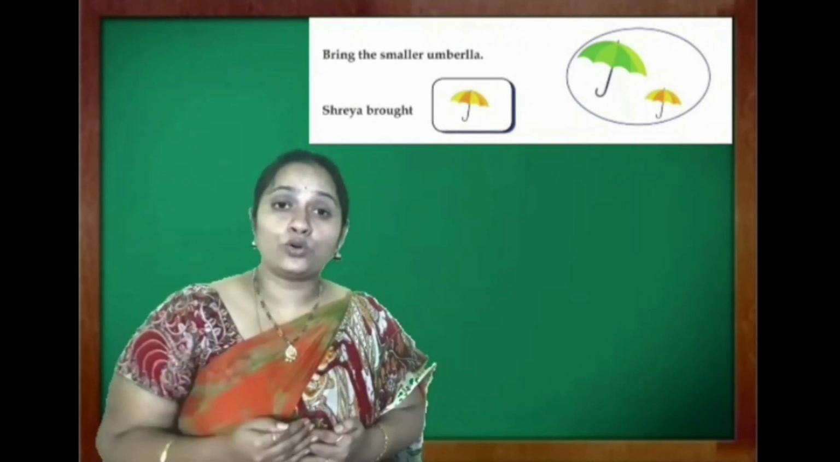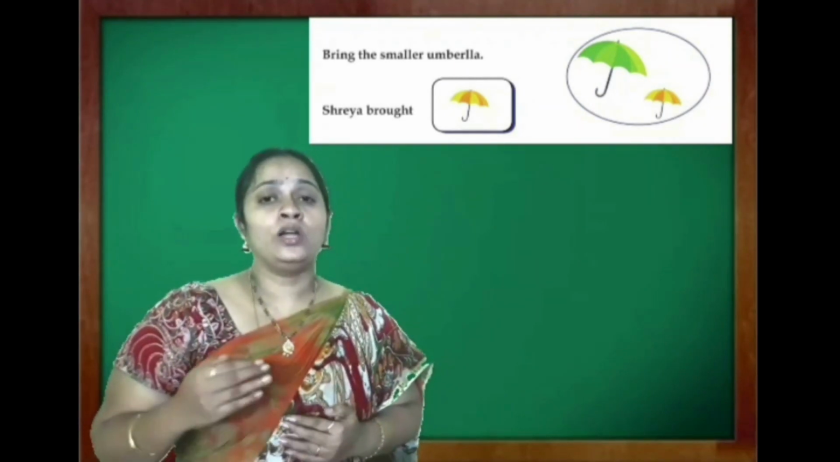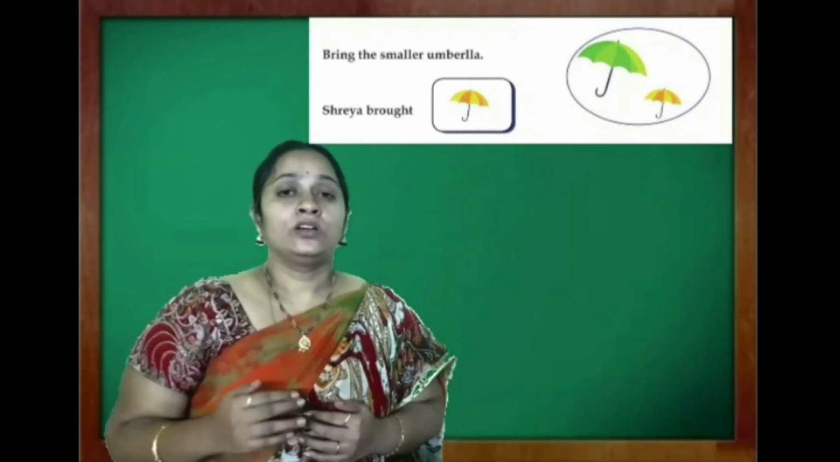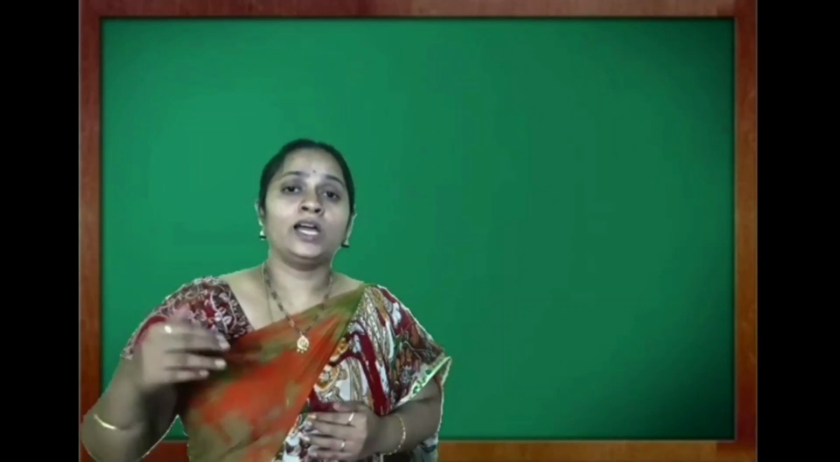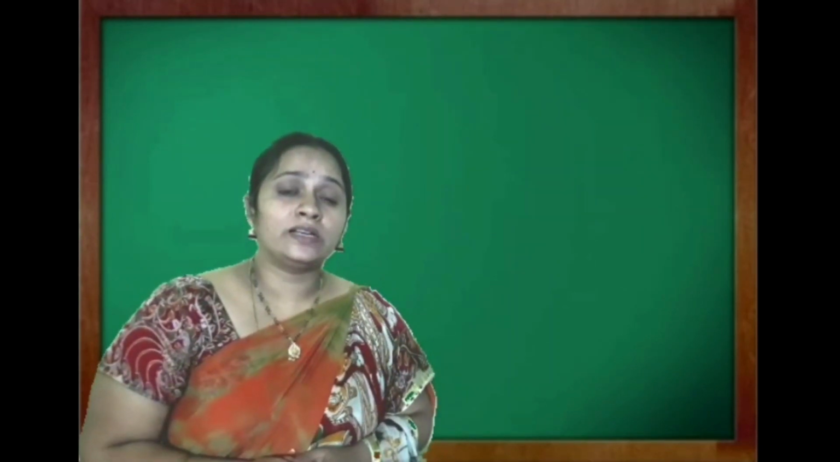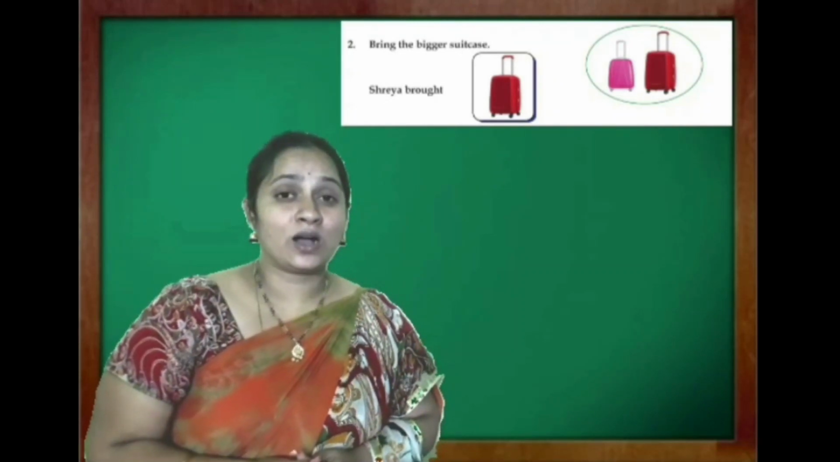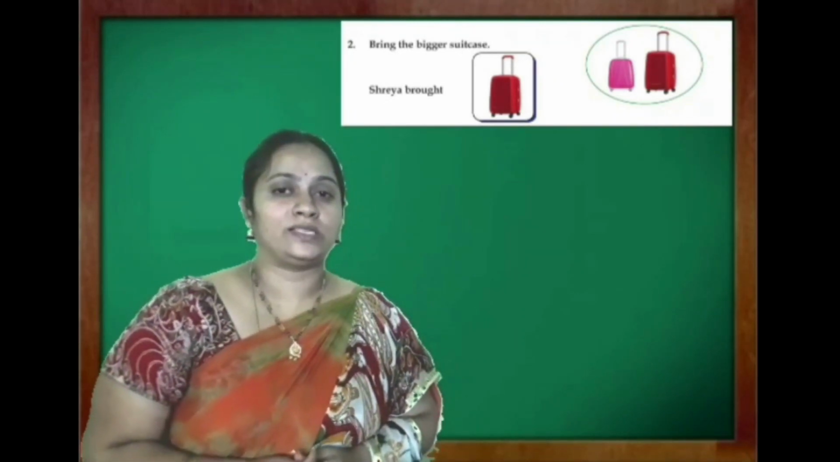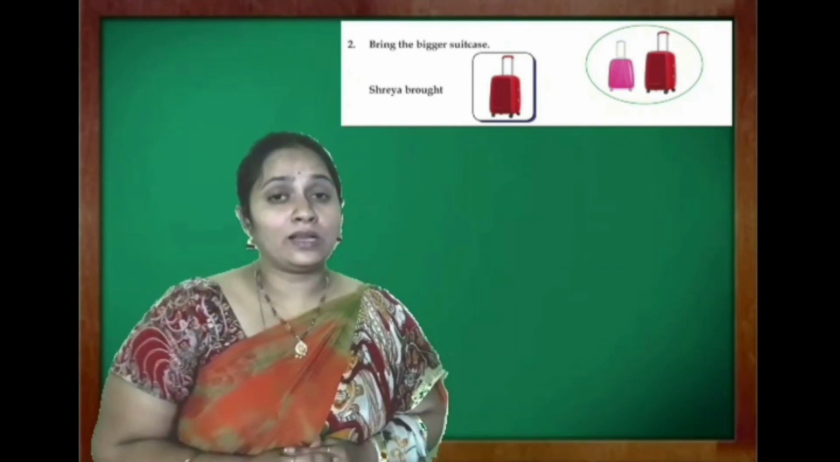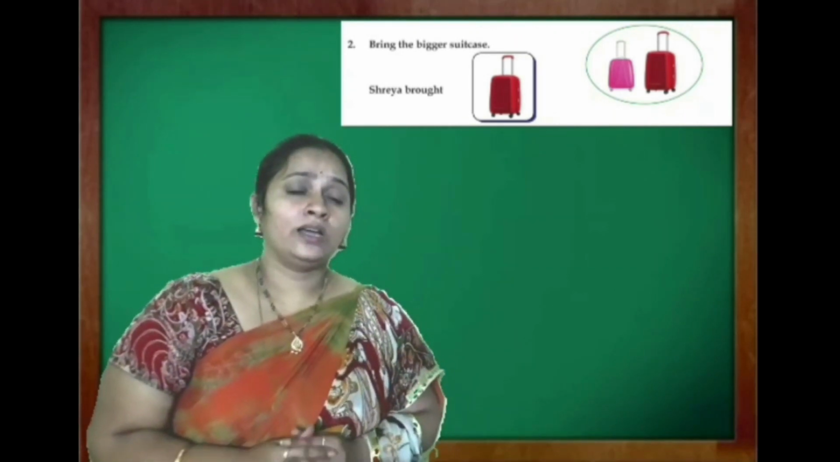As her mother told that she has to take the smaller umbrella, Shriya took the yellow color umbrella. So, Shriya brought yellow color umbrella as her mother told. Now, Shriya's mother asked her to bring the bigger suitcase. But in Shriya's house, there are two suitcases. One is in pink color and another one is in red color.